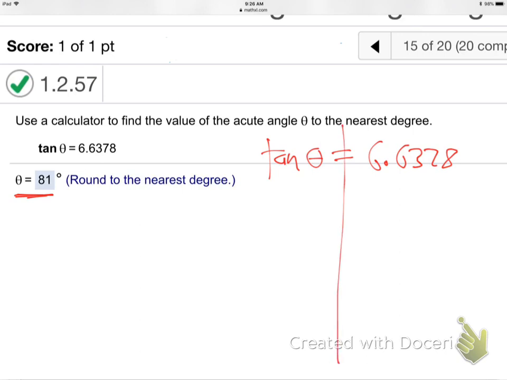So what that means is theta is saying, I want to be alone. Get rid of this tangent so that theta can be alone. That's what they're asking me for. So how do I get rid of that tangent? I've got a good idea. Let's divide both sides by tangent. Theta's alone. Go ahead and try that on your calculator. Hit the buttons and tell me what you get.